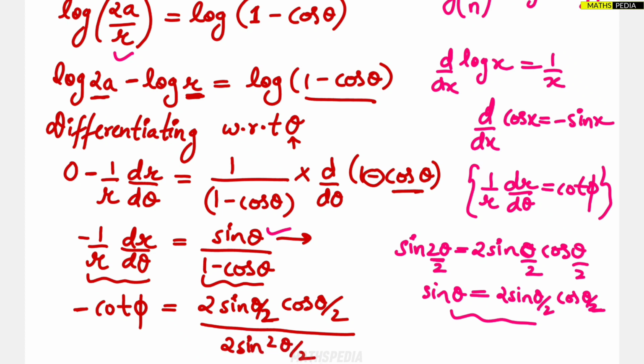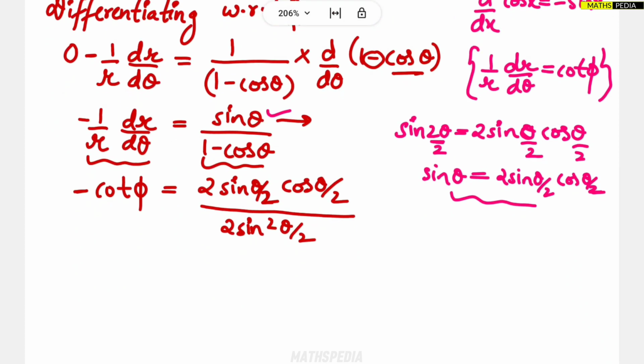Now how did I get this part? See, if it is 1 plus cos theta, it will be 2 cos square theta by 2. Here it is 1 minus cos theta. See how I got this? We know the formula for cos 2 theta, right? Cos 2 theta with respect to sin theta, one formula is there. It is nothing but 1 minus, sorry, 1 minus 2 sine square theta.